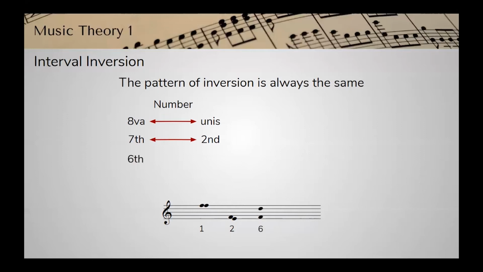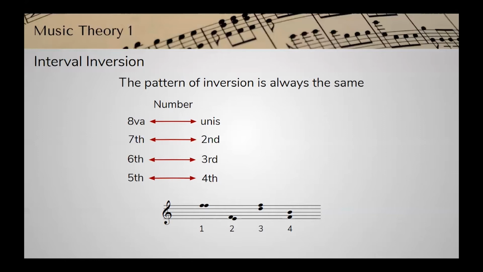A sixth always inverts to a third, and vice versa. So I took that F that was at the bottom, and I moved it to the top of the D, and now it's a third. And if I moved it back, it would become a sixth again. And a fifth will always invert to a fourth. So I'll take that F that was at the top, move it down an octave, now that fifth became a fourth. So that's always the pattern of the numbers when you invert an interval.